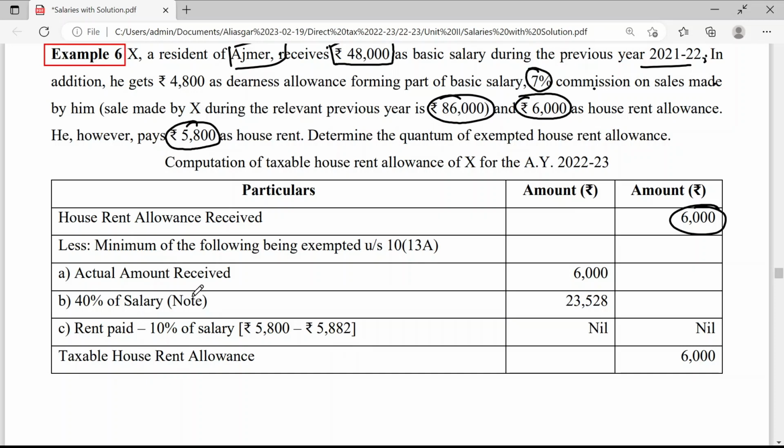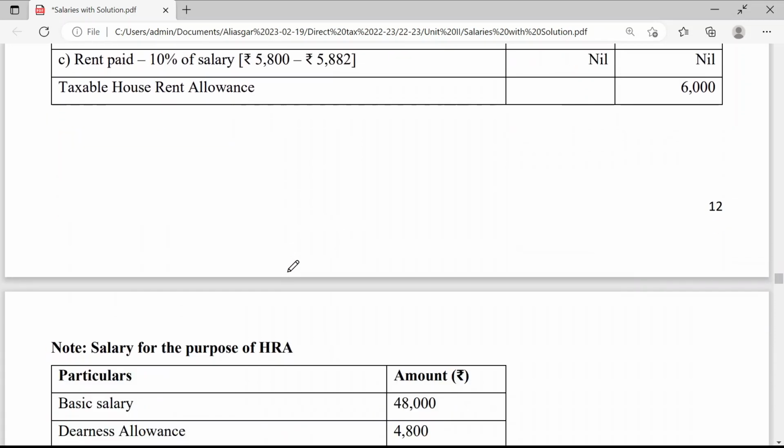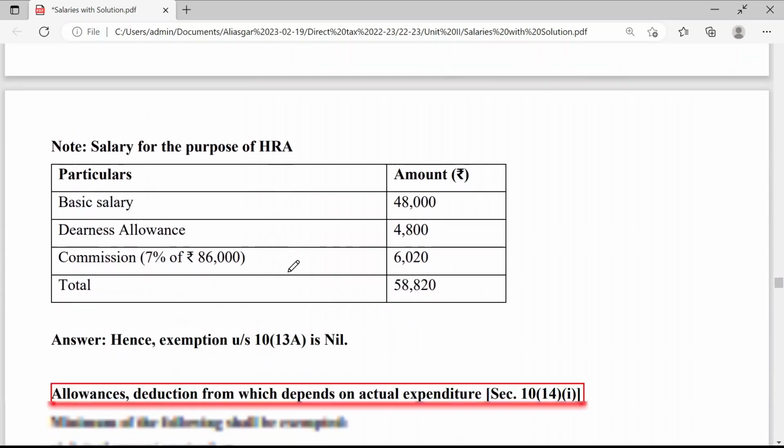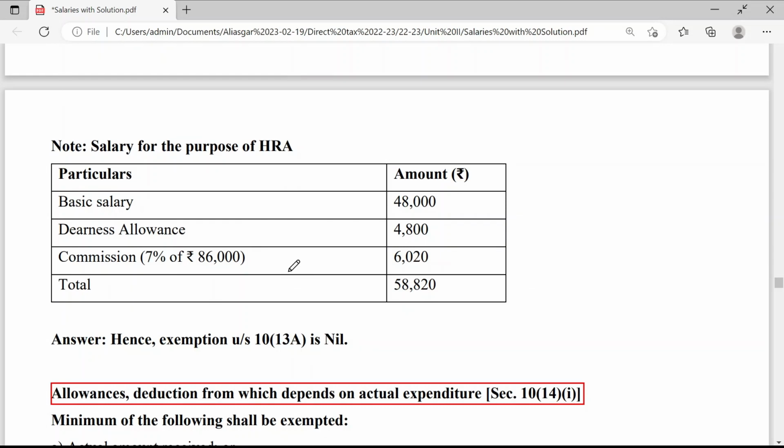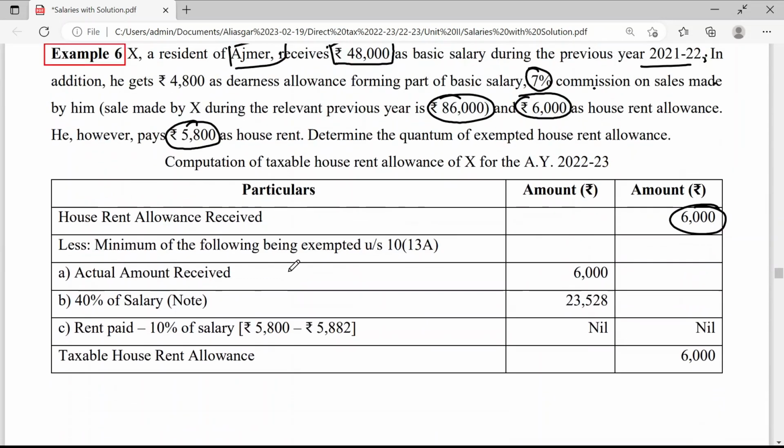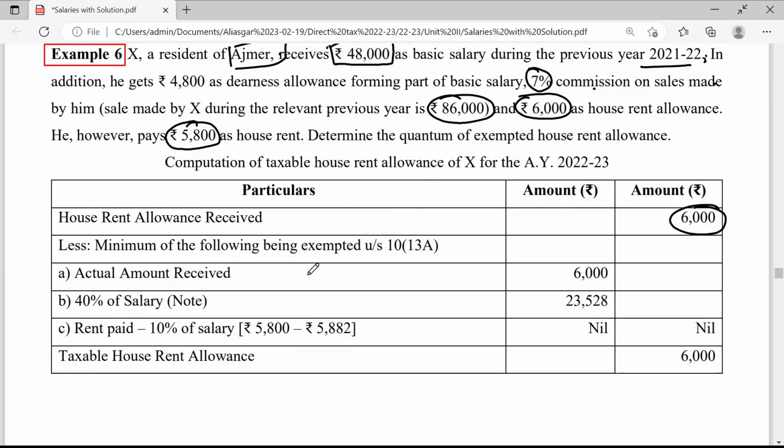Then 40% of salary. Why 40% of salary? As I already told you, he is living in Ajmer, and as he is living in Ajmer, you have to take 40% of salary. And Ajmer is not a metro city. You can write this down as a note also. Now rent paid minus 10% of salary. Rent paid is 5,800 and 10% of salary is 5,882.